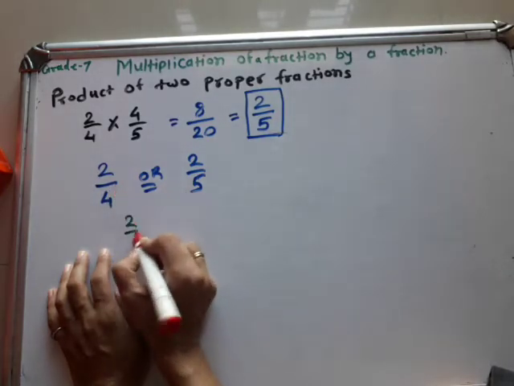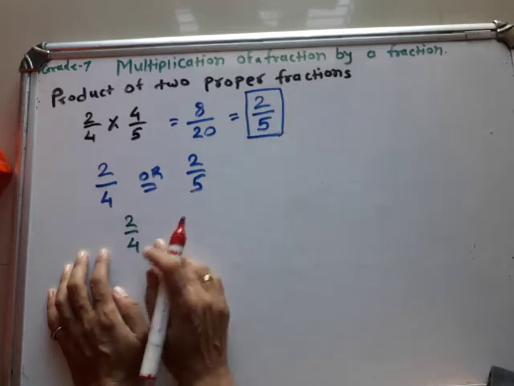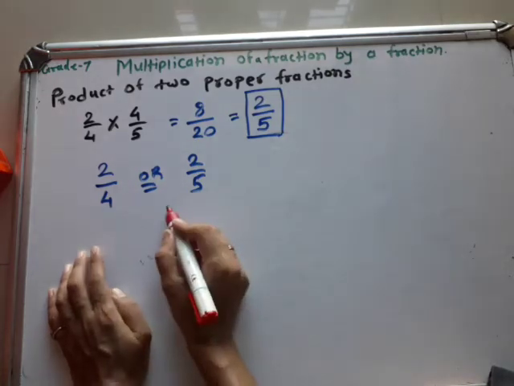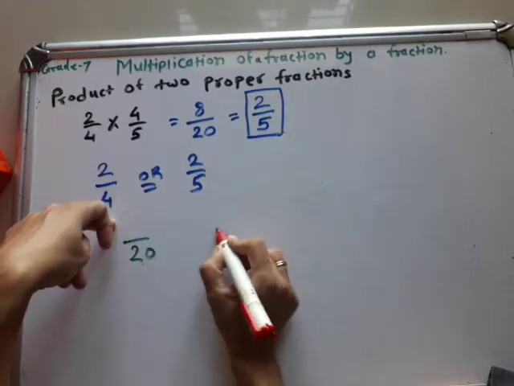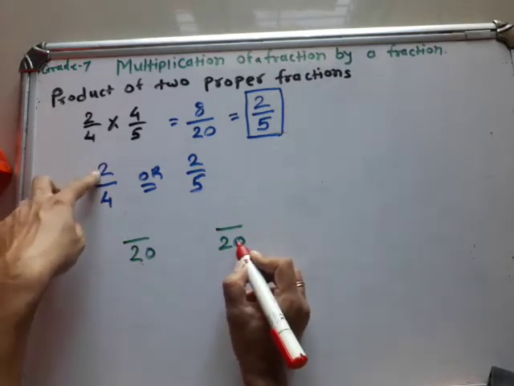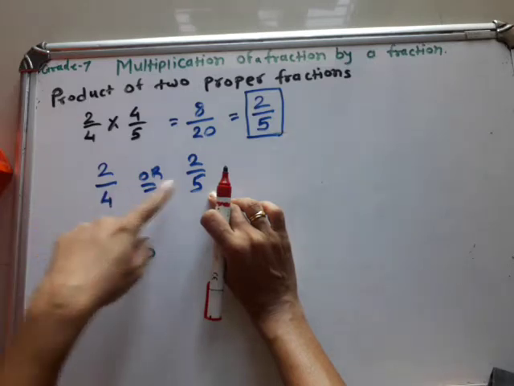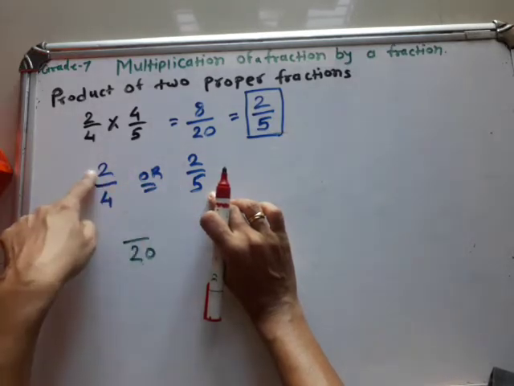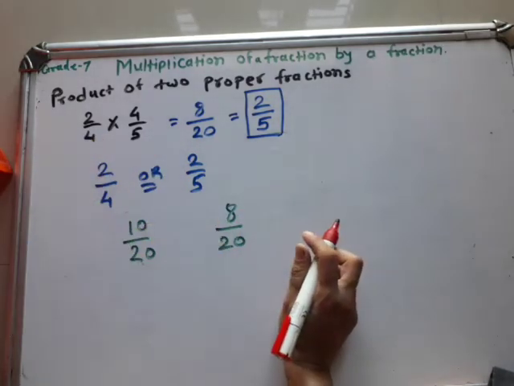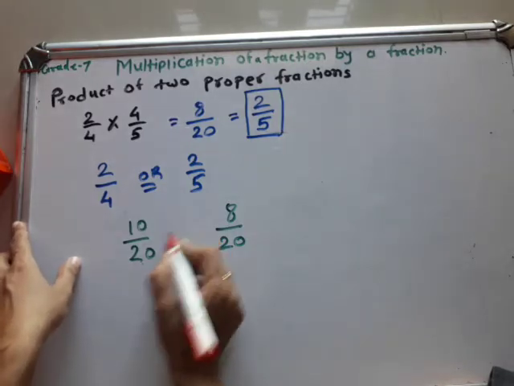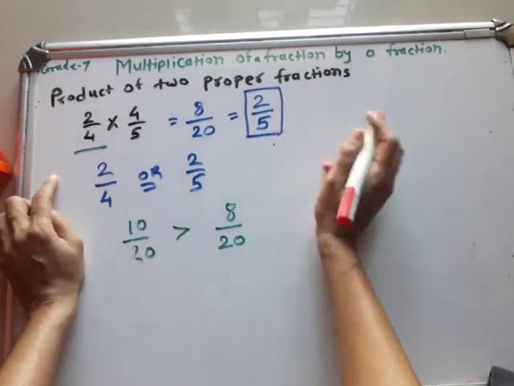See here, 2 upon 4. Okay, you take the LCM. The LCM of 4 and 5 is 20. Okay, so you want the denominator 20. So you multiply both numbers: 4 5s are 20 and 2 5s are 10. Okay, and 4 2s are 8 and 4 5s are 20. So which is greater here? See here, this fraction is greater, means 2 upon 4 is greater than the product. This is the product.